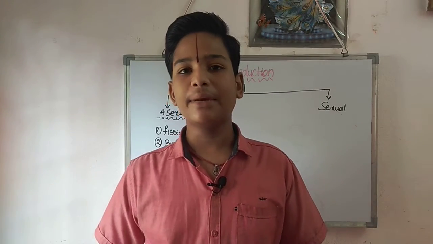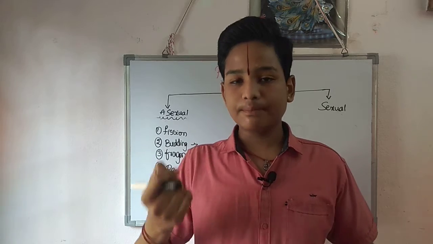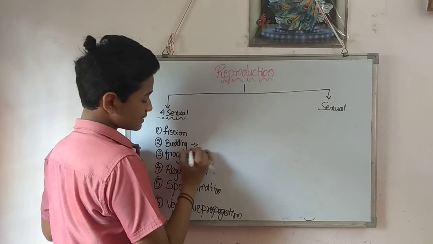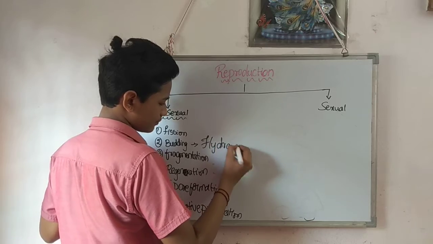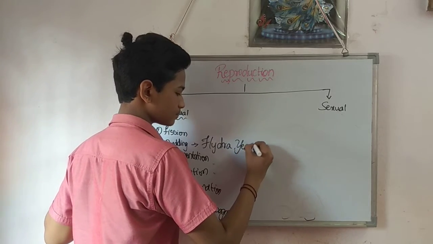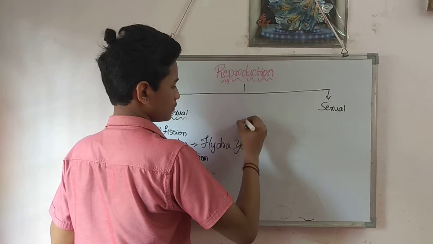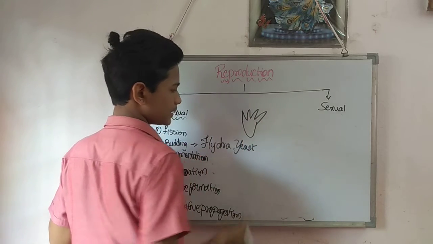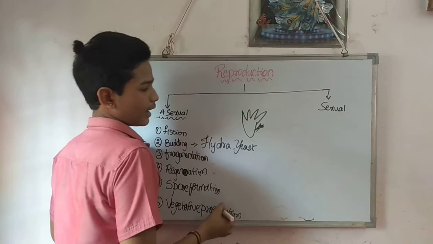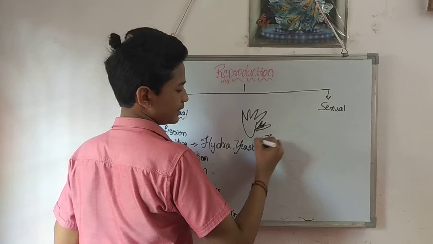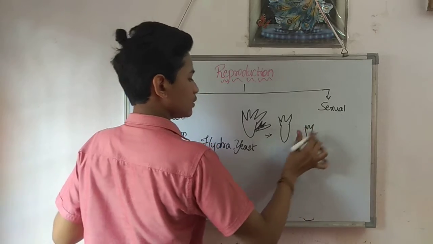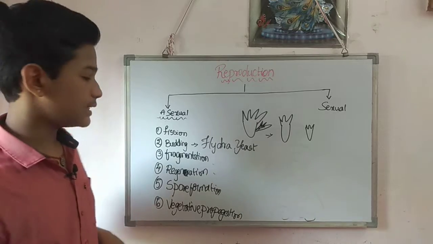In the process of budding, a small bud develops from the parent organism. The example for this is Hydra. Hydra is a multicellular organism, and we also have a unicellular organism, yeast. Let us think this is a Hydra. Here a small bud develops. After it becomes big, it comes out from the parent organism. Like this, budding happens.